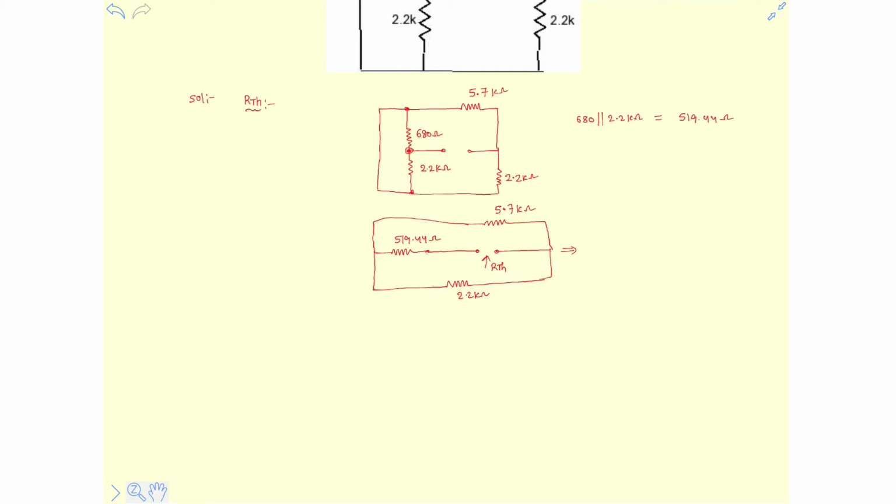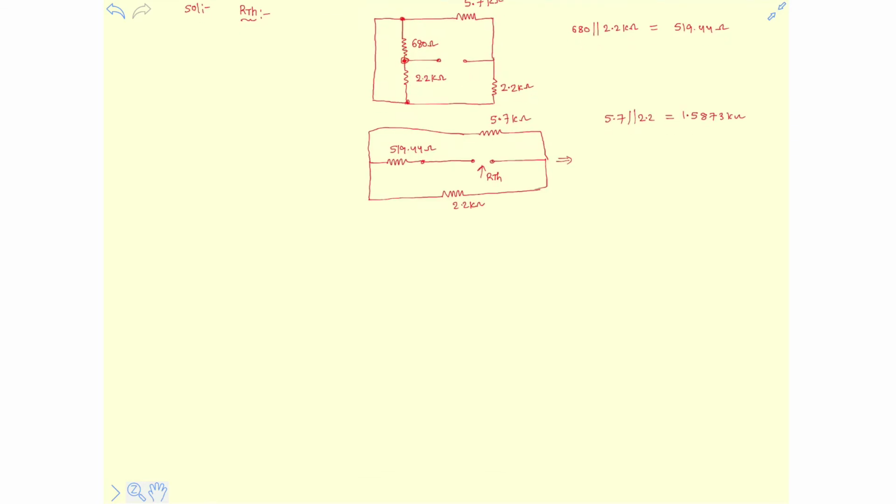So let's calculate what is the parallel resistance of 5.7 kilo ohm resistor and 2.2 kilo ohm resistor, which is 1.58734 kilo ohms. 5.7 in parallel with 2.2 gives 1.5873 kilo ohm. So let's simplify the circuit.